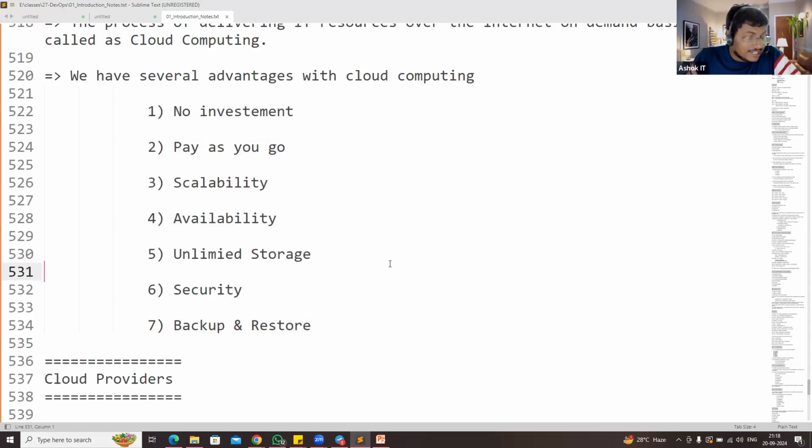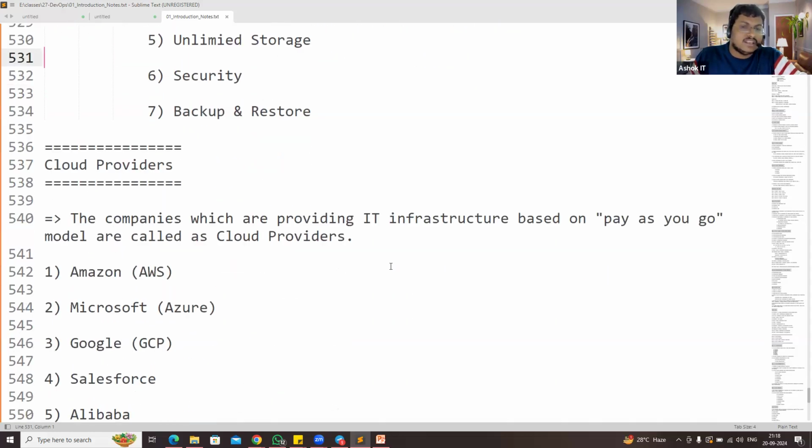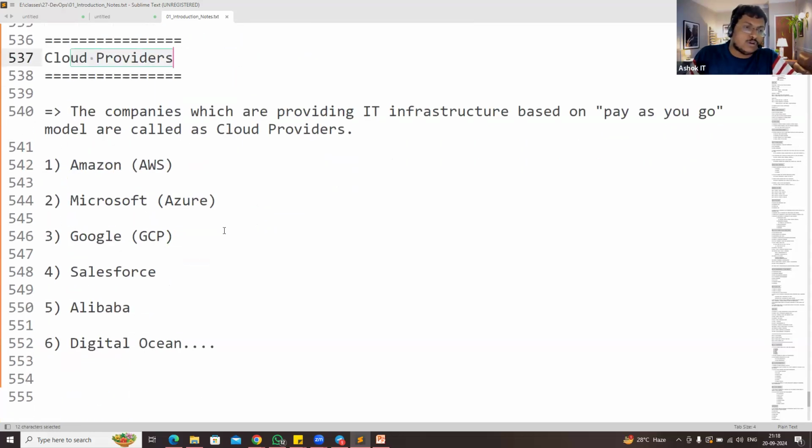Who is ready to provide IT infrastructure for rent? So many companies are available. The companies who are giving infrastructure for rent are called cloud providers. Who are the famous cloud providers? These are the famous cloud providers: Amazon, Microsoft, Google, Salesforce. These companies are giving infrastructure for rent. That means they are doing the cloud computing business.